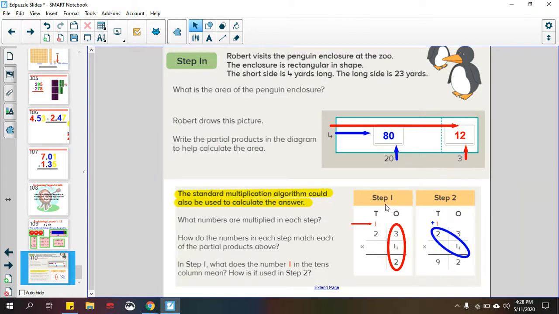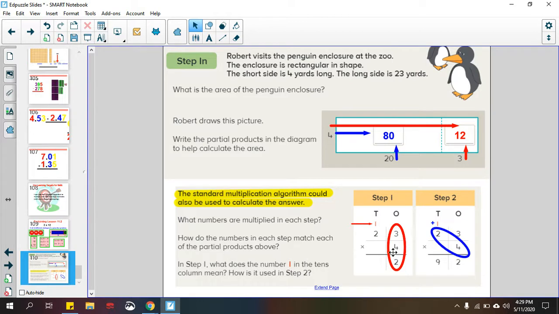If we look down here in step 1, because the first part of this question says what numbers are multiplied in each step, we're multiplying 4 times 3 right here. Notice that's why it's got that red circle around it, just like we had up here with our red arrows. We're still doing the same problem, except we're not drawing it in a box to do it. We're still doing 4 times 3, and we're still going to get 12.